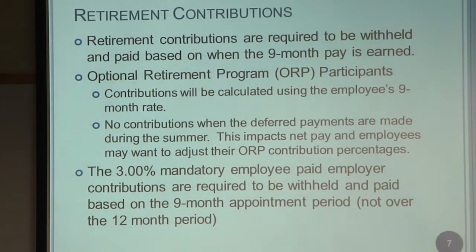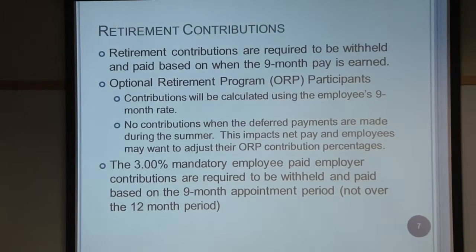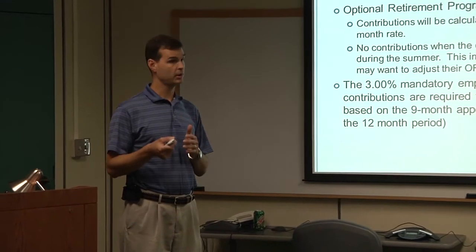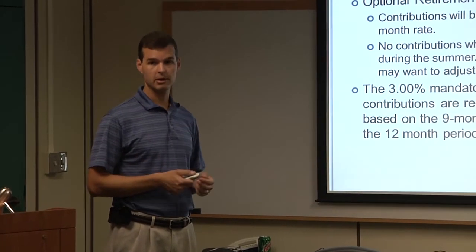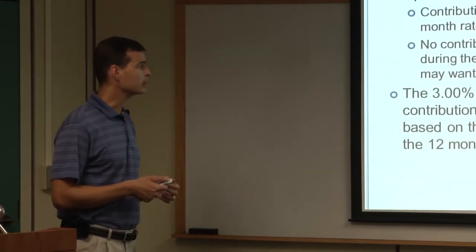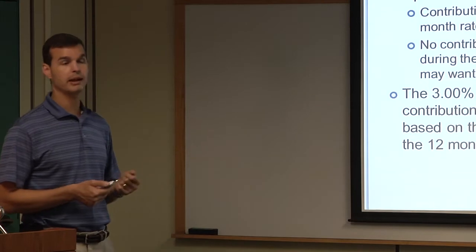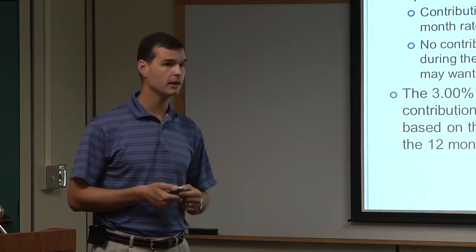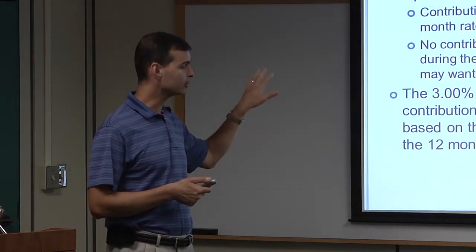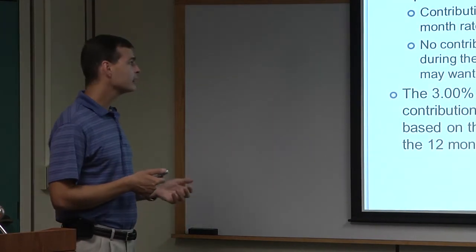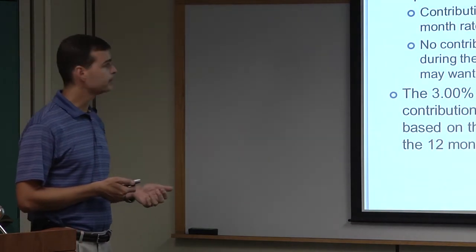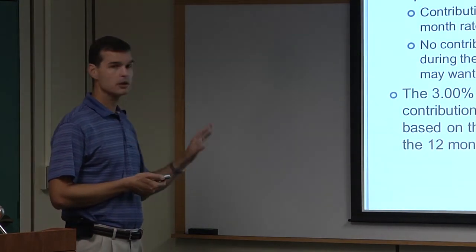Okay, so what that does is causes your paycheck to fluctuate after that period. So that's why we say your net pay will not be equal, because during those months, May to August, you will not have any retirement contributions come out of your paycheck. Not our idea. This is a requirement from the state and the Division of Retirement. But we want you to be aware of it. Any questions on that?